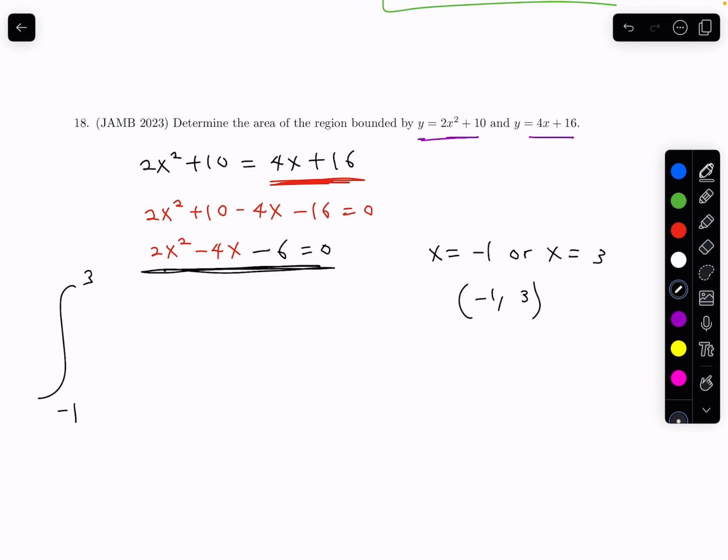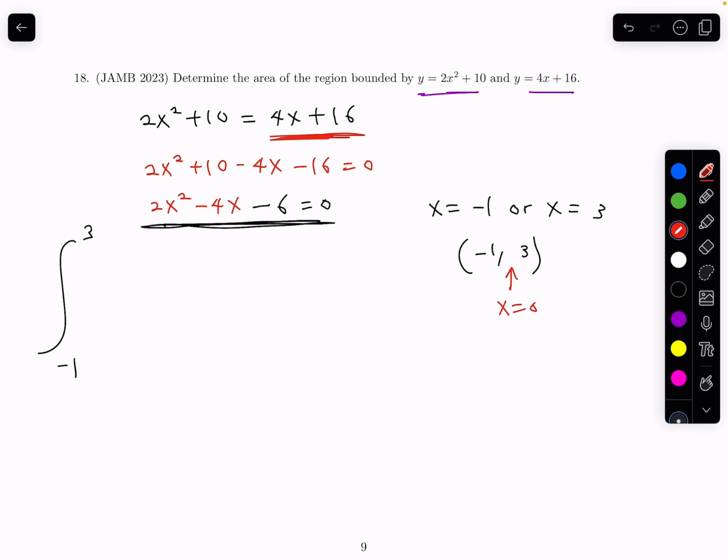The way we can figure out which one comes first is to take a number from this interval. A number from this interval is x is equal to 0, and we are going to plug it in. If I plug x is equal to 0 into the first one, you're going to get 10. And if you plug x is equal to 0 into the second part, you're going to get 16. So 16 is greater than 10.